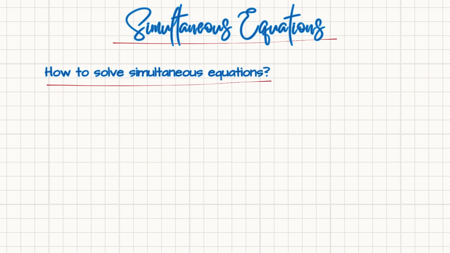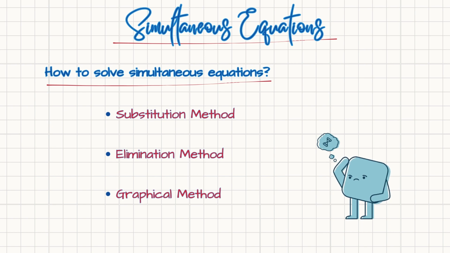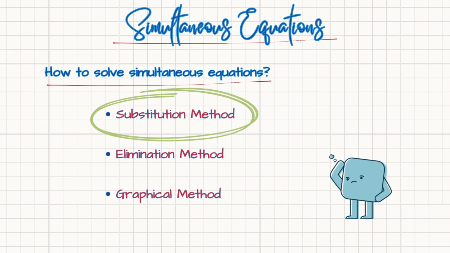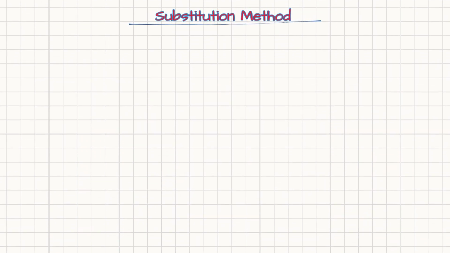There are different methods for solving simultaneous equations. The three common methods are: number 1, the substitution method; number 2, the elimination method; and 3, the graphical method. In this video, we're going to focus on the substitution method. Let's start by understanding what the substitution method is. There are broadly 4 steps that we can break this into.